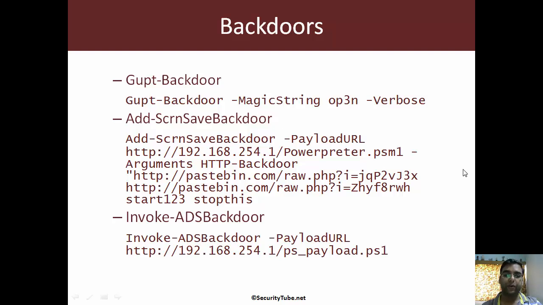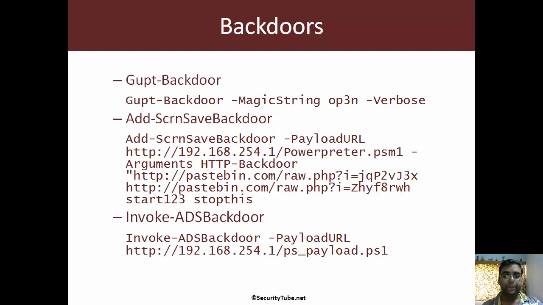Add screen save backdoor uses image file execution options for a Windows screensaver to execute PowerShell commands and scripts, and Invoke ADS backdoor, which is written by Matt Nelson. It uses alternate data streams to hide our scripts, and those could be executed using various triggers like the Windows Run registry key.